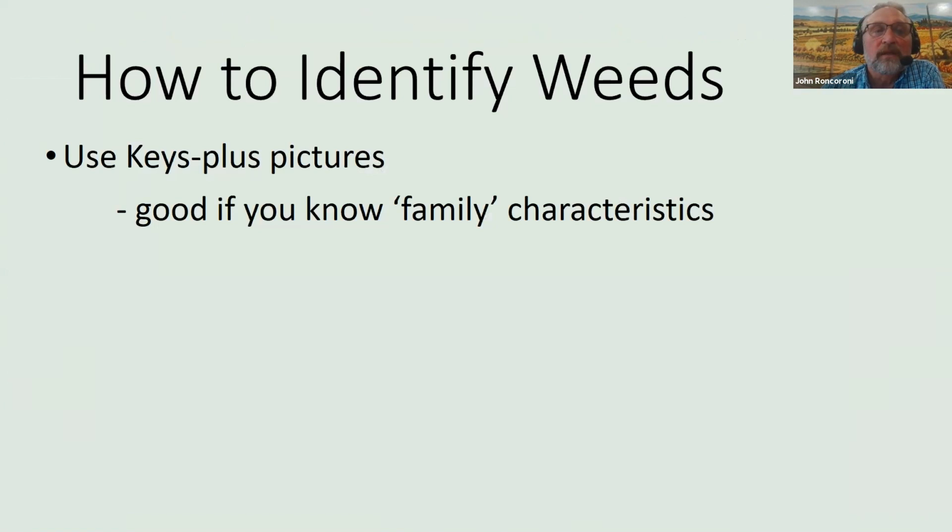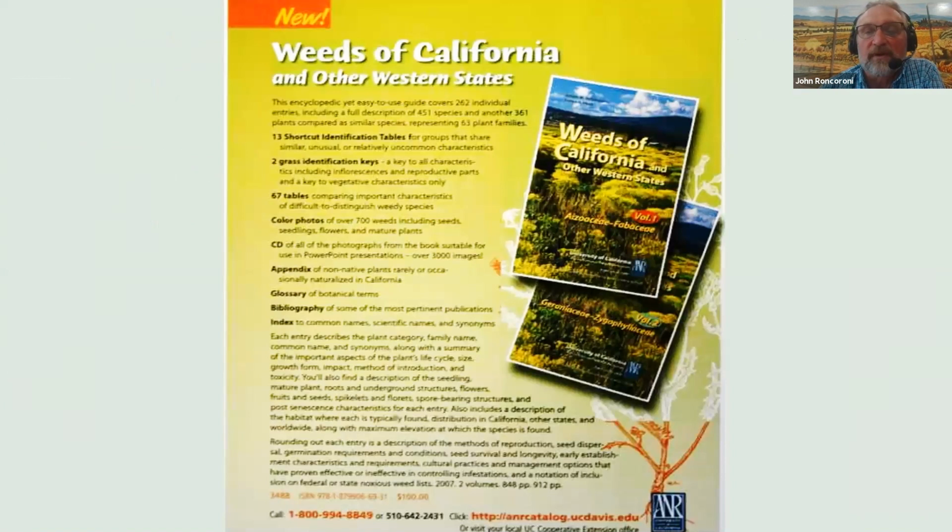Use keys plus pictures. Good if you know the family characteristics. And I'm pushing my good friend Jody Tomaso's book, The Weeds of California and Other Western States. These are a two-volume set. It's a really excellent resource. And you really need to get down to where you know the families.